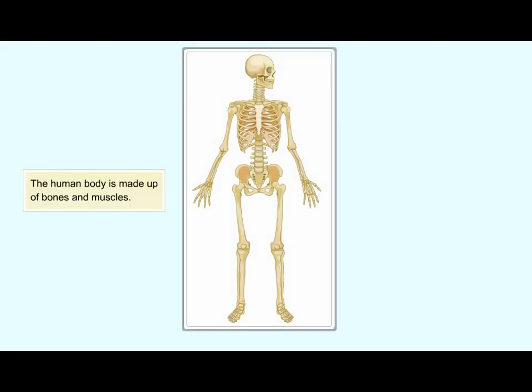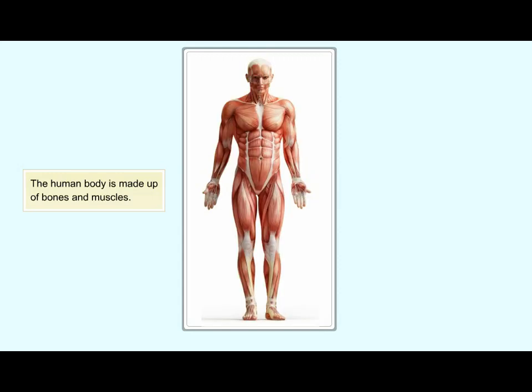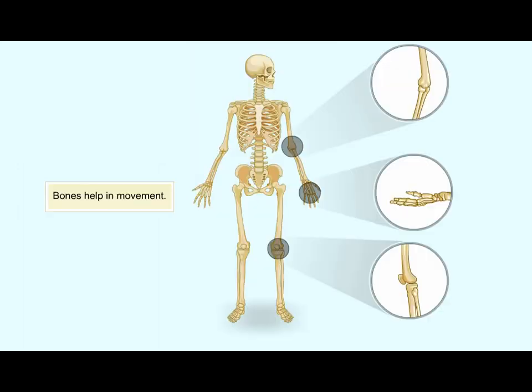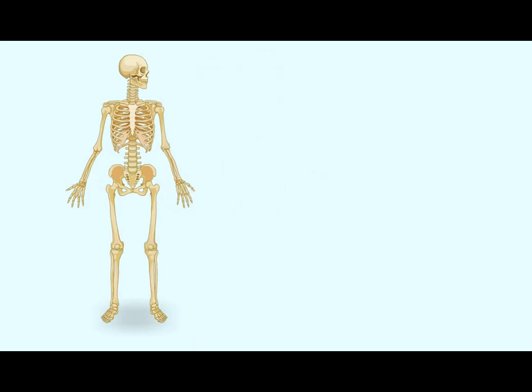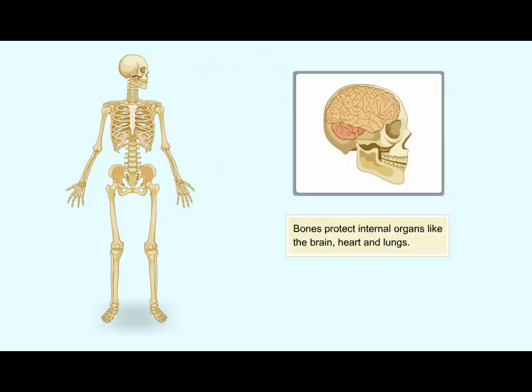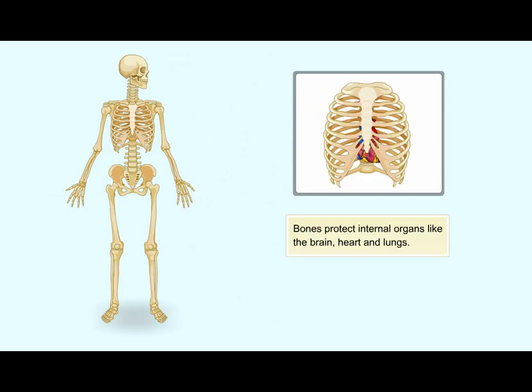The human body is made up of bones and muscles. Bones form the framework and give a definite shape to our body. They help in movement and also protect internal organs like the brain, heart, and lungs.